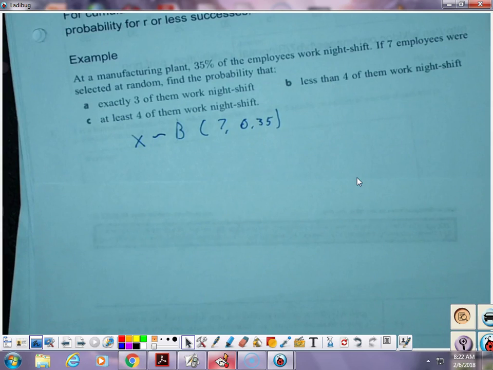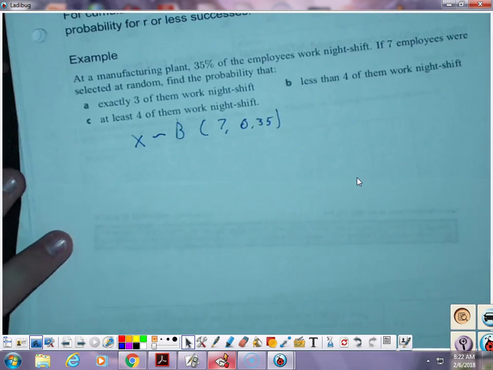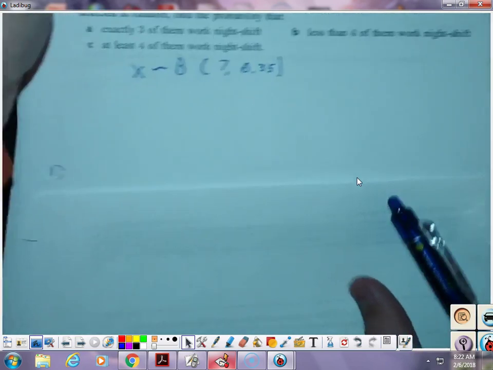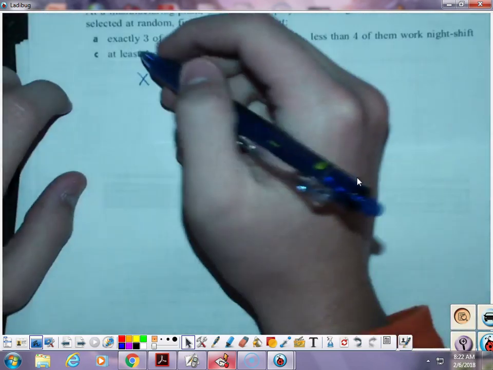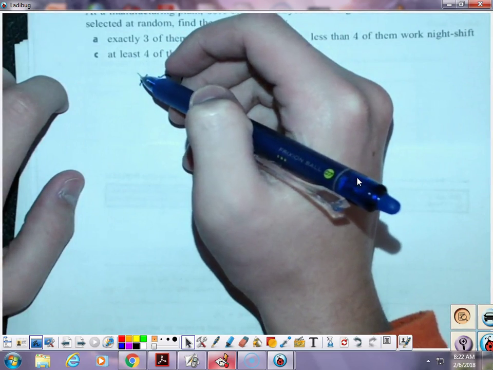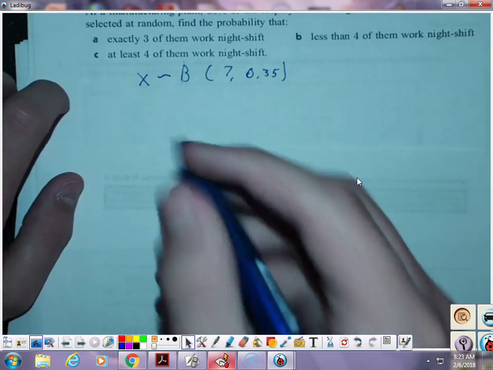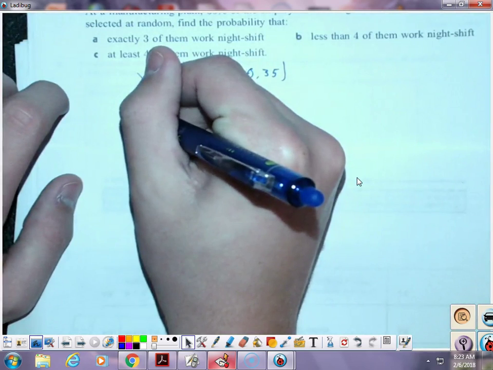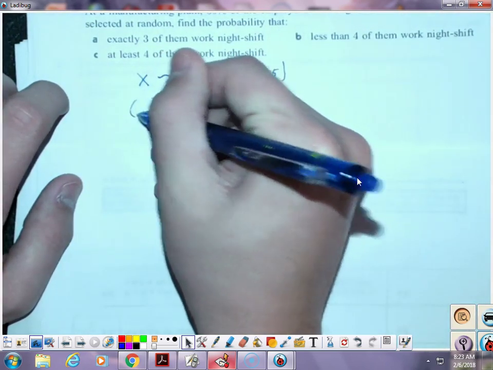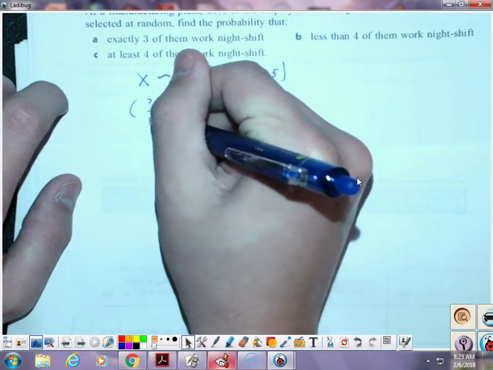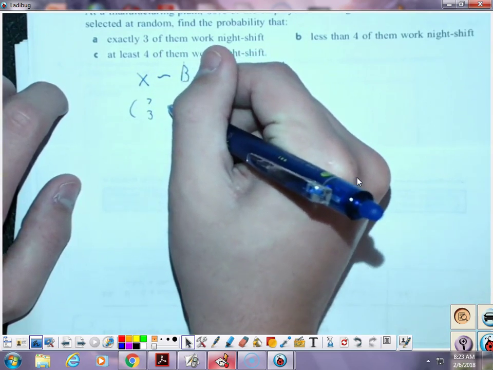Alright, so then, exactly 3 of them work night shift. There's no question marks. X squiggle B, 7, comma, 0.35. This is N and this is P. Okay. When you do 7 choose 3. Is that wrong? It's right. You can do the count though.